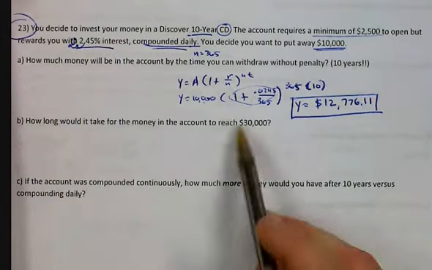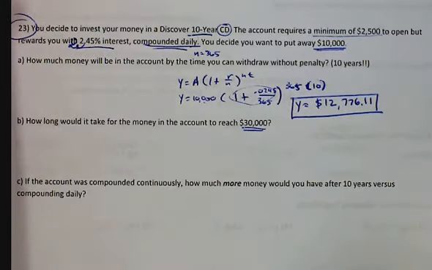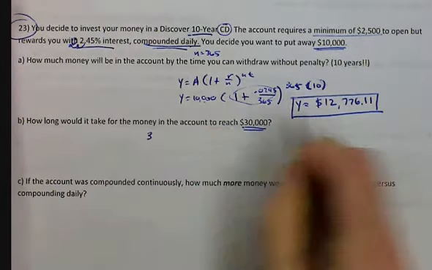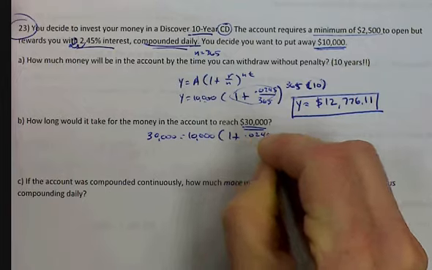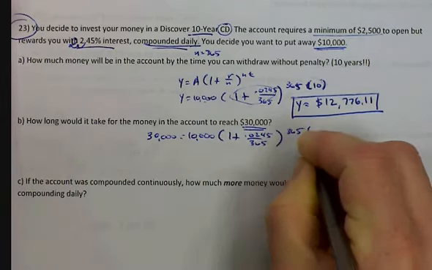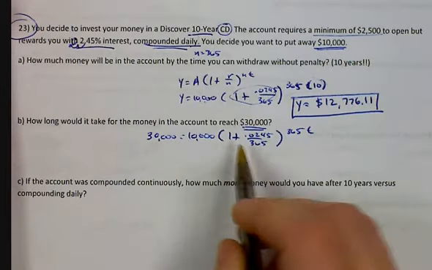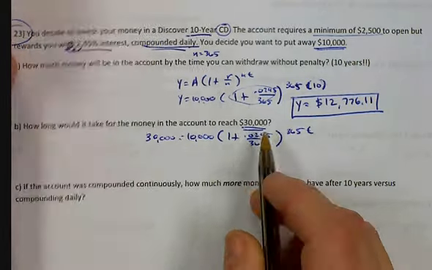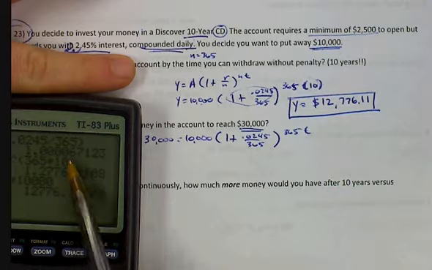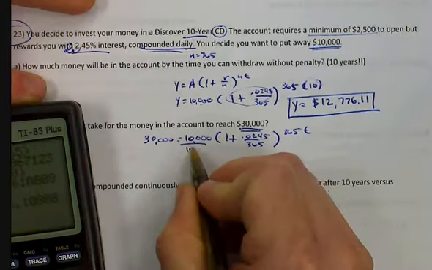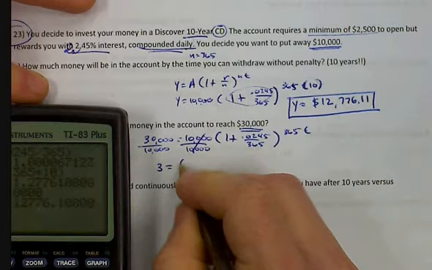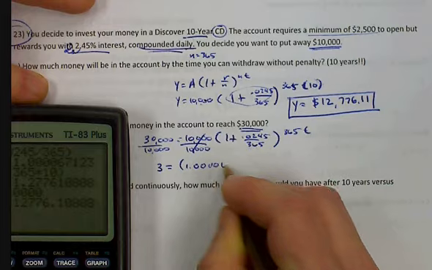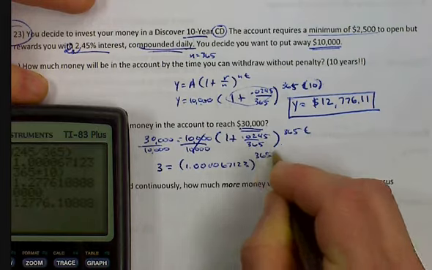Second question, how long would it take for the money in the account to reach 30,000? So the initial amount is still 10,000, but now my y value, what I want out of it, is going to be 30,000, and t is going to be my variable here. So 30,000 equals 10,000 times (1 plus 0.0245 over 365) raised to the 365t. I have to solve this a little bit differently. I can compute this again and get a decimal there, which is 1.000067. But my first step here is going to be divide by 10,000. So I'm going to get 3 equals 1.000067 raised to the 365t.